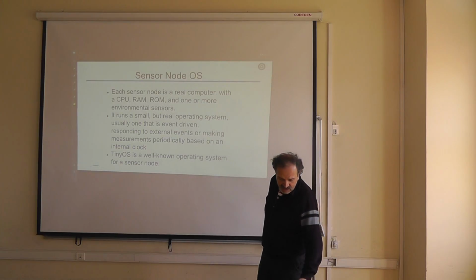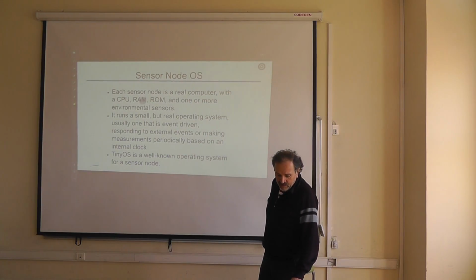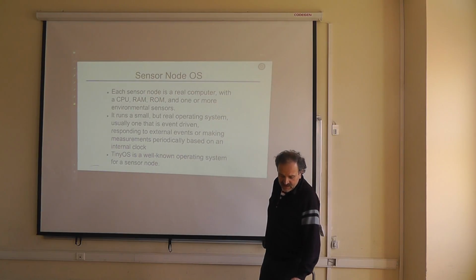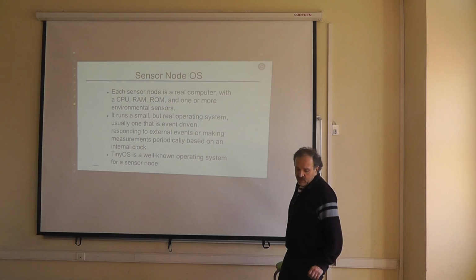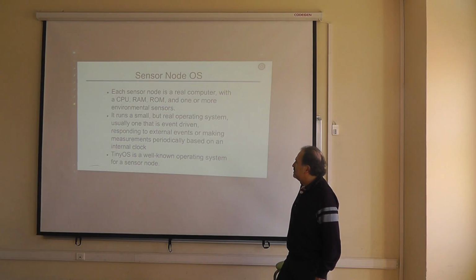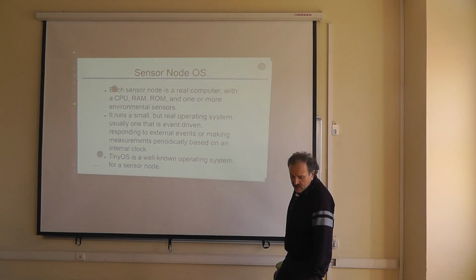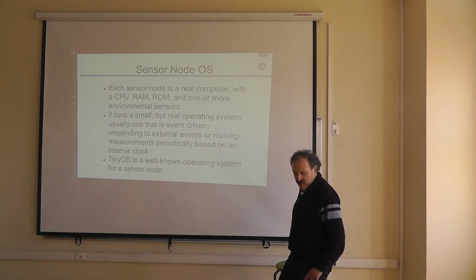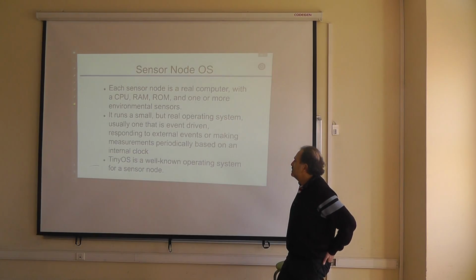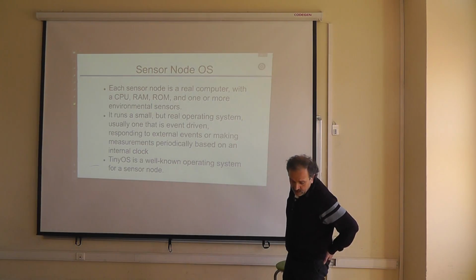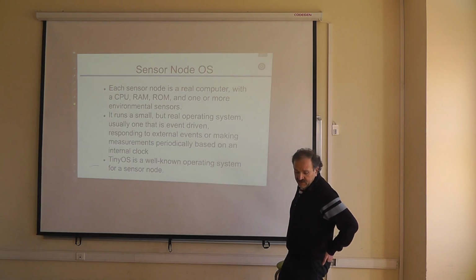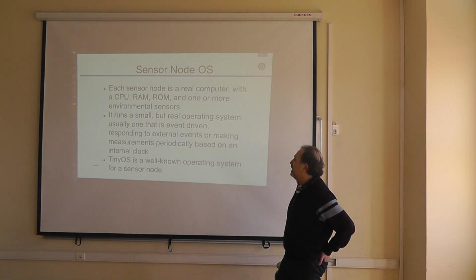So each sensor has its own CPU, memory, and many sensors on them. They run very small, but it is a real operating system. They run very small operating systems, and their task is to keep all that information, process all that information, and send this information to the central computer. The problem is that since they are in remote areas, they are not connected to the power network, so they need to manage their power very, very carefully, more careful than the handheld computers.